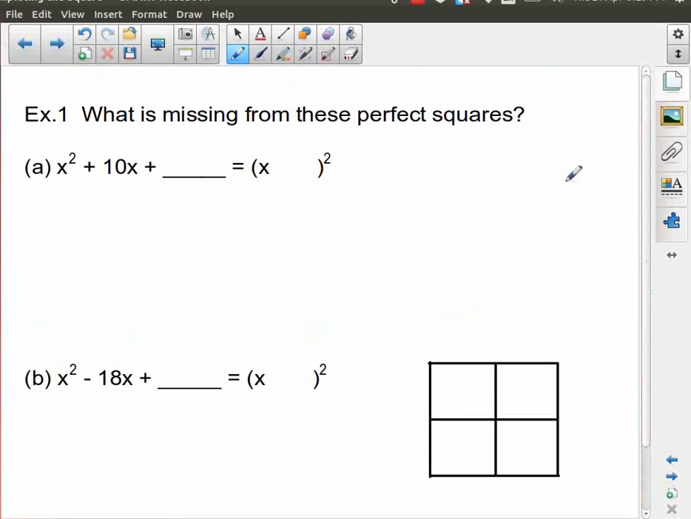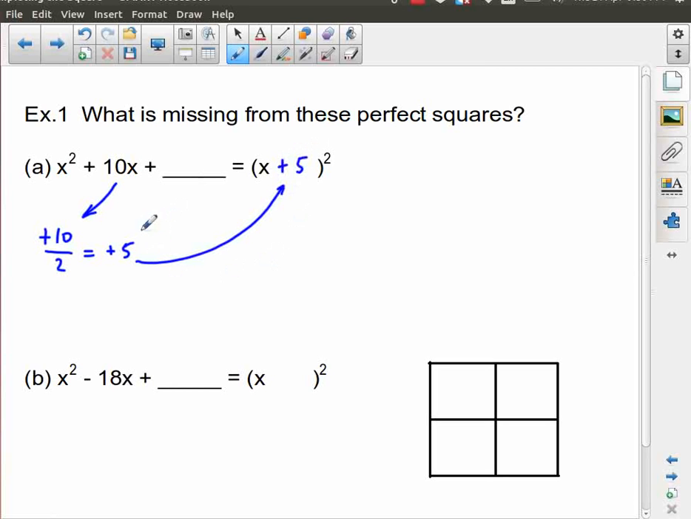Okay, so what's missing from these perfect squares? Now we're going to try to do it without the algebra tiles, but we can immediately make use of what I did before, which is this middle coefficient is positive 10. I'm going to divide that by 2, and of course that gives me positive 5. Normally I wouldn't write the positives, I'm just doing this here to make that really clear. Okay, so positive 5, that's going to end up going in here. So this becomes x plus 5.